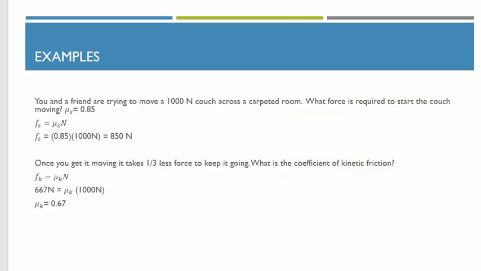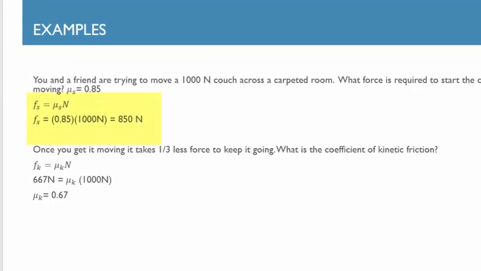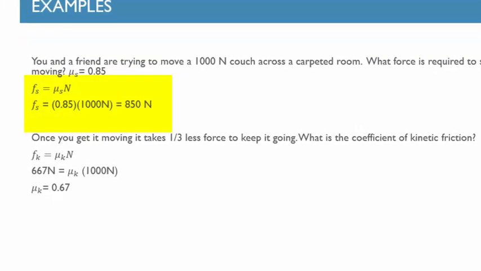So here's a quick example. You and a friend are trying to move a 1,000 Newton couch across a carpeted room. You are choosing to push it across the room, not pick it up and carry it. And so what force is required to start the couch moving if the coefficient of static friction is 0.85? Set up the equation, plug things in, and you end up with a nice straightforward answer. The static friction is 850 newtons.